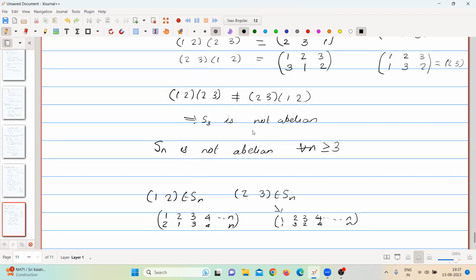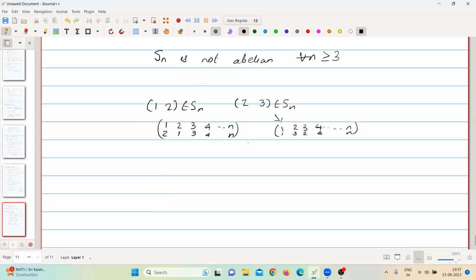Because of that, we can say Sn is not abelian for all n greater than or equal to 3.